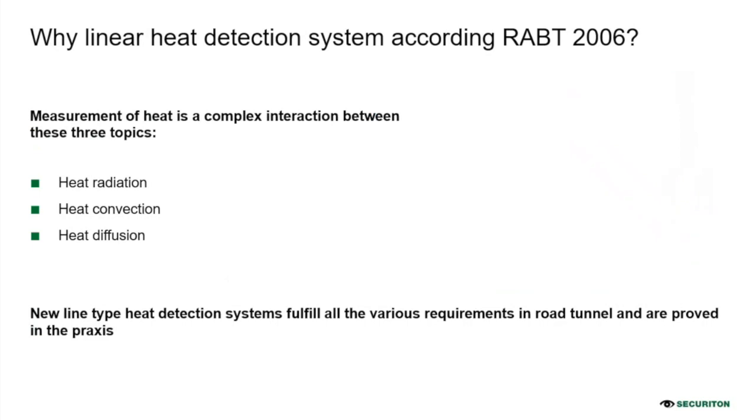And then, according to the German standard, the RABT, why linear heat detection systems and why not point detectors? It's also possible to have point detectors, but to measure all this complex heat radiation, heat convection, and heat diffusion is very difficult. Point detectors in practice show that they are not working properly. Therefore, we can say that the new type of linear heat detection systems really fulfill all these various requirements inside a road tunnel. And we could also see in practice, with many years of experience, that this is really the right technology to be chosen for the protection of a road tunnel.